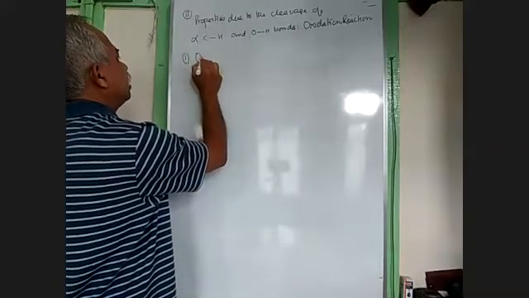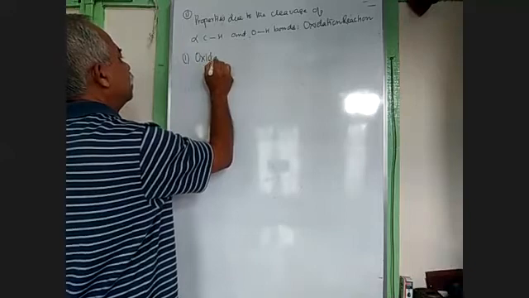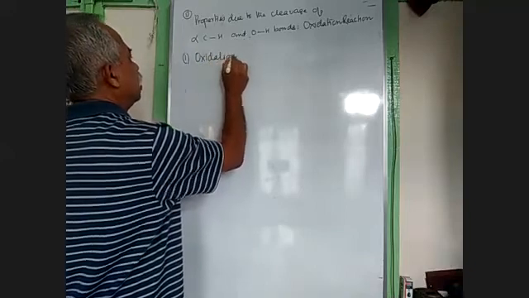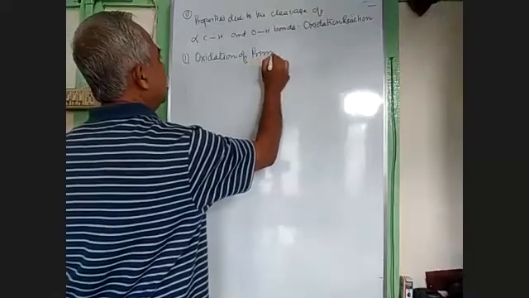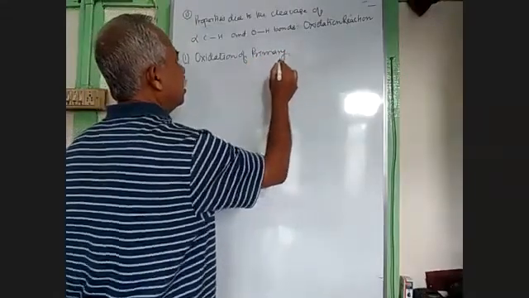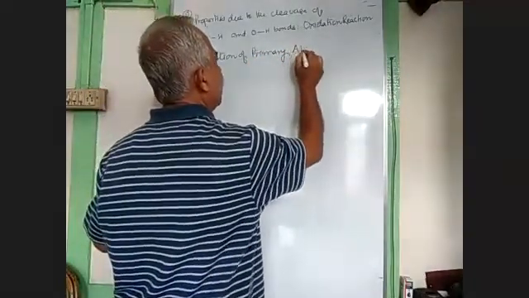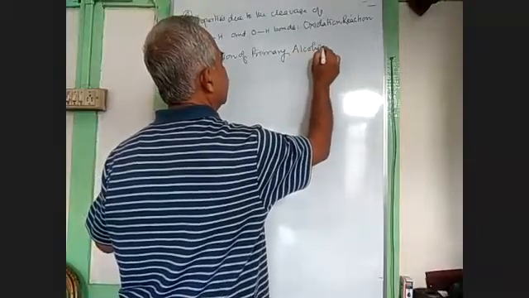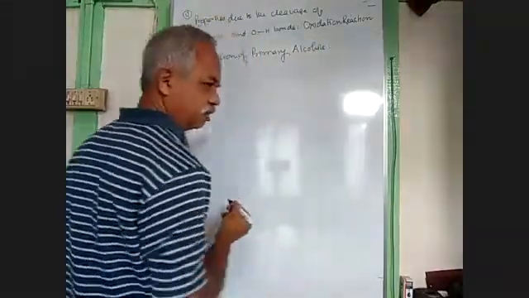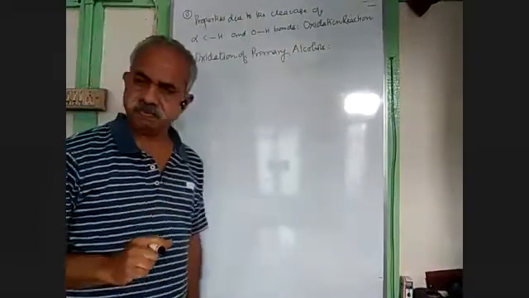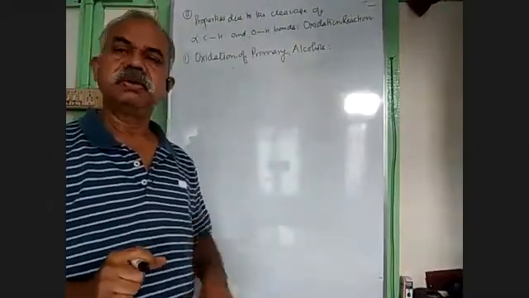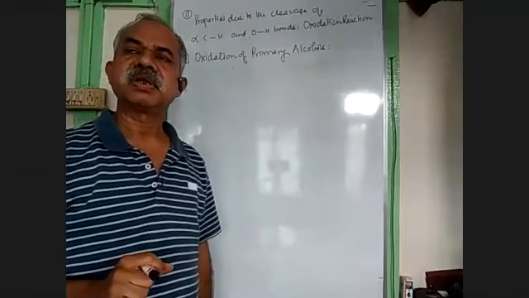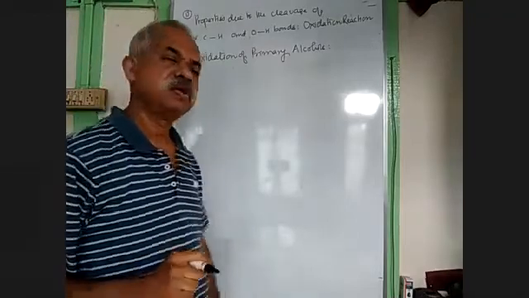Then oxidation of primary alcohols. Okay, so I'll show you a scheme. Once you know the scheme, then you will know what type of products are possible, and we'll proceed accordingly. Okay, see here.